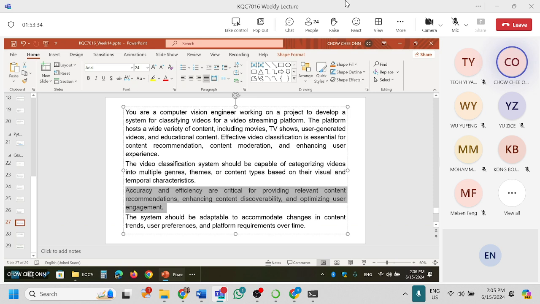Does anyone have anything to share on the single models? Have you got any information about the single model? Okay, so that will be your homework.